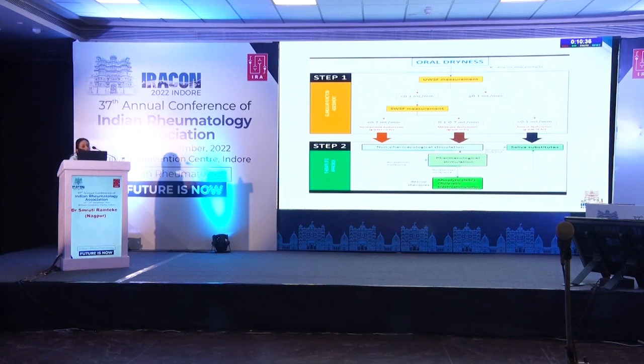Now, if it is more than 0.7 ml per minute, then you give only non-pharmacological stimulation. If it is between 0.1 to 0.7 ml per minute, then you can use non-pharmacological plus pharmacological stimulation, like adding pilocarpine. And if it is less than 0.1 ml per minute even after stimulating, then you should go for salivary substitutes. So that is the recommendation.